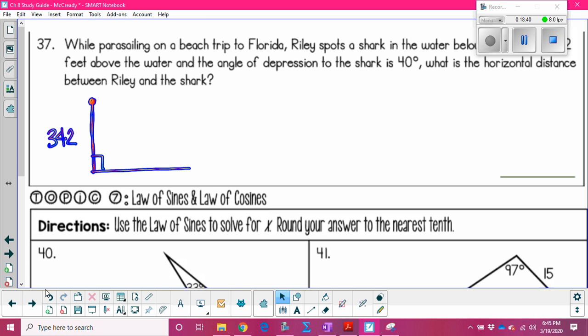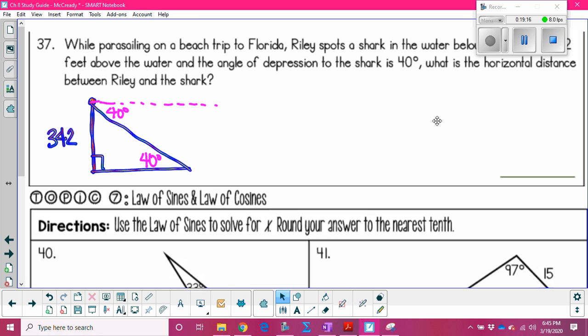She's looking down at the shark, so here's the shark over here. The angle of depression, she's looking down, is 40 degrees. So this right here is 40 degrees. What is the horizontal distance between Riley and the shark? But before we get to that, you have two lines here: this line, and the base of this triangle is a line. So you have two parallel lines and a transversal, and we know that alternate interior angles are congruent. So if this is 40 degrees, this angle in the triangle right here is also 40 degrees.